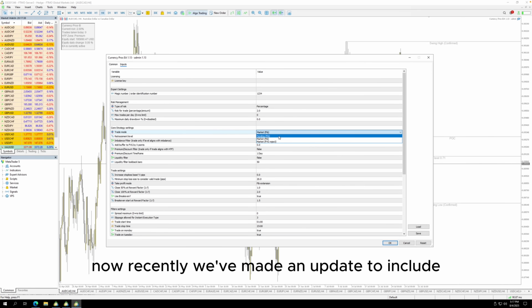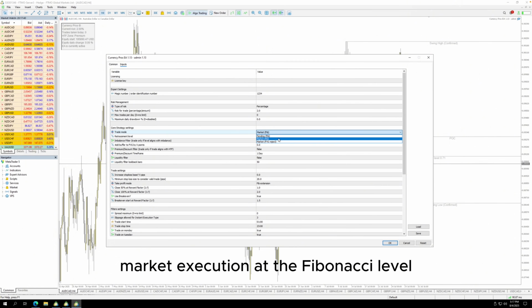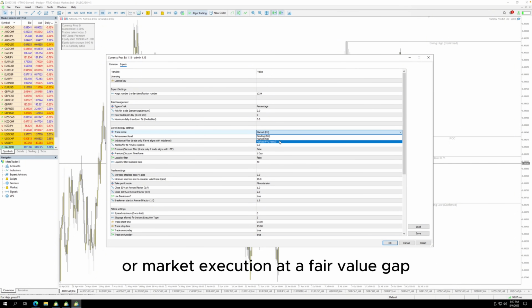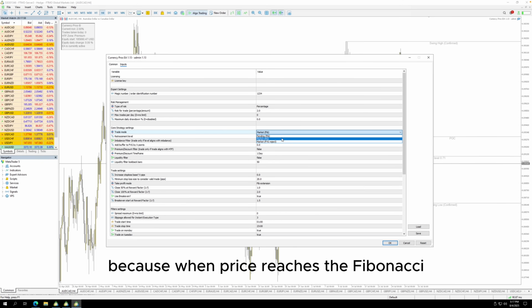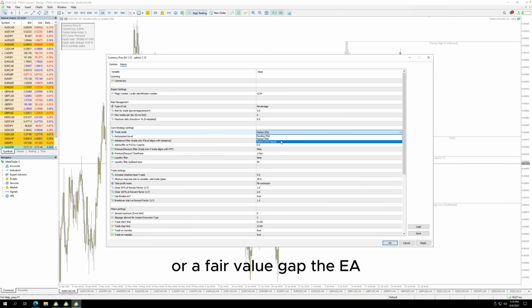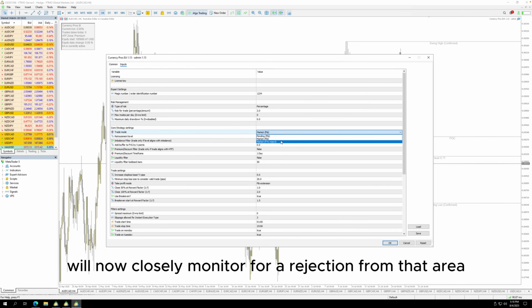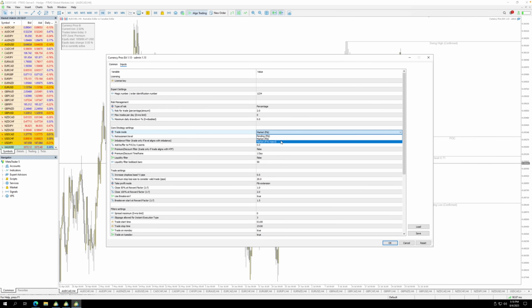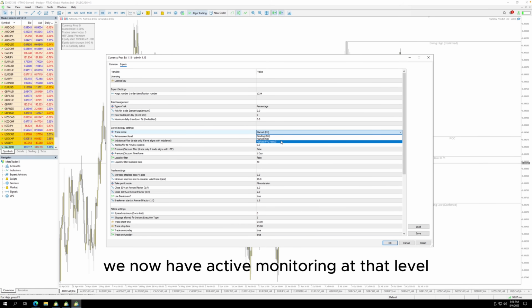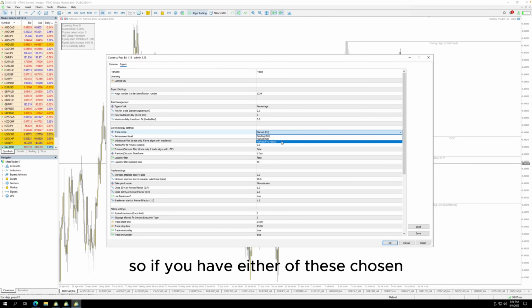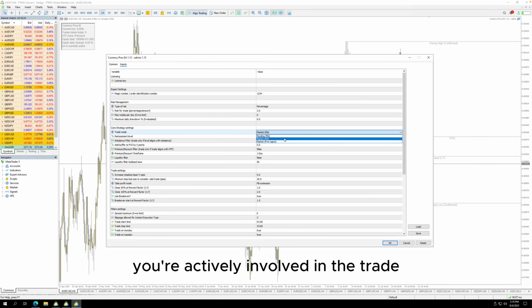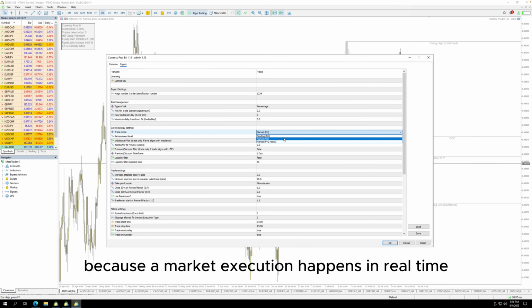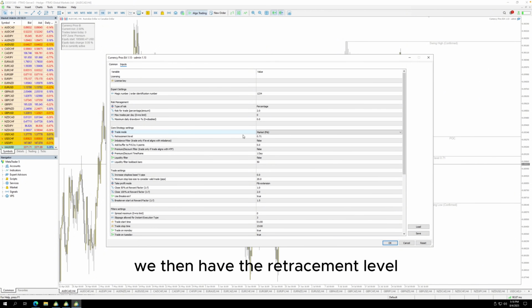Now recently we've made an update to include market execution at the Fibonacci level or market execution at a fair value gap. Now these two settings have greatly improved the performance of the EA because when price reaches the Fibonacci or a fair value gap, the EA will now closely monitor for a rejection from that area. So rather than setting a pending limit order and hoping that it holds, we now have active monitoring at that level. So if you have either of these chosen, you're not going to see pending limit orders set in advance. You're only going to see an order once you're actively involved in the trade because a market execution happens in real time.